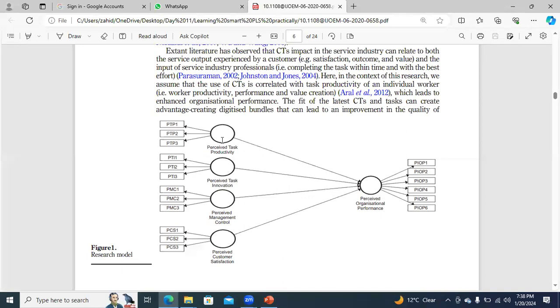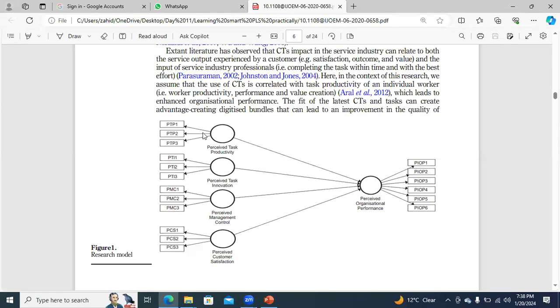This is the measurement model, and these are your latent variables, or you can simply say they are reflective constructs, because the arrow direction is from the construct towards the indicators. So PTP1 is the first indicator, PTP2 is the second indicator, and PTP3 is the third indicator. These are the indicators of perceived task productivity. In the same way, these are the indicators of perceived task innovation, these are the indicators of perceived management control, and these are the indicators of perceived customer satisfaction.